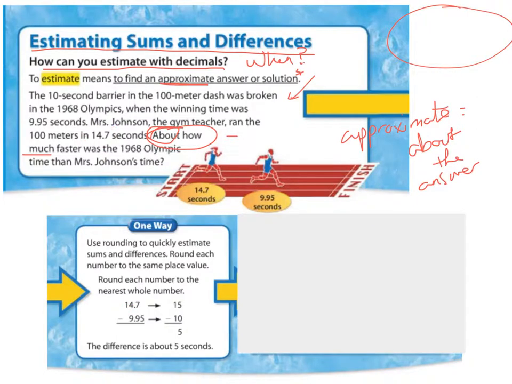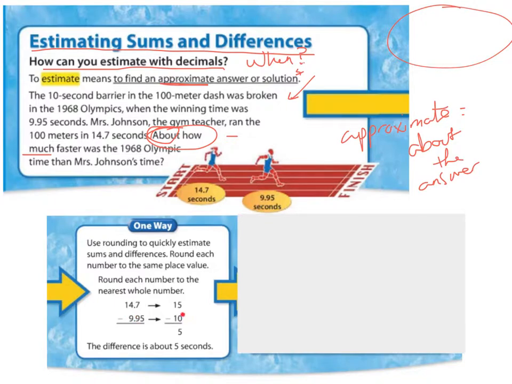We got 14.7, that's Miss Johnson, 9.95, which is 1968, and this was some guy, apparently they don't want to give him glory, they don't say his name. By the way, Usain Bolt did beat this, just so we're on the same page. People have run it quicker than that.